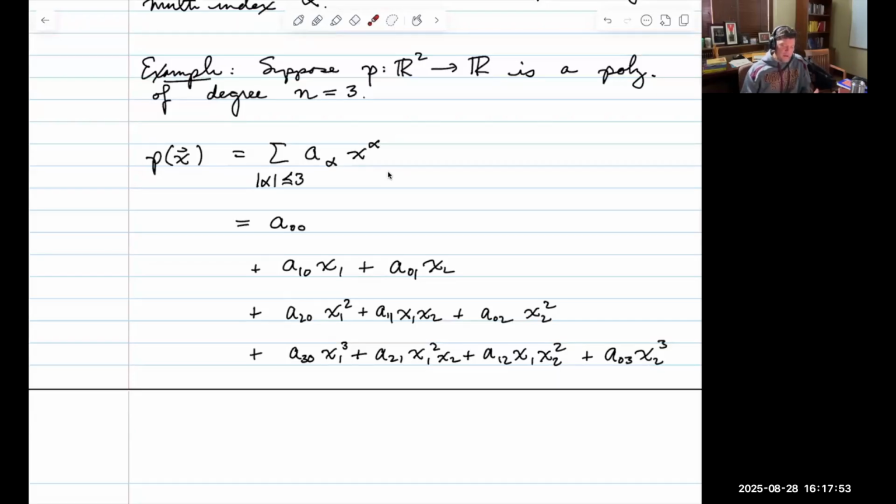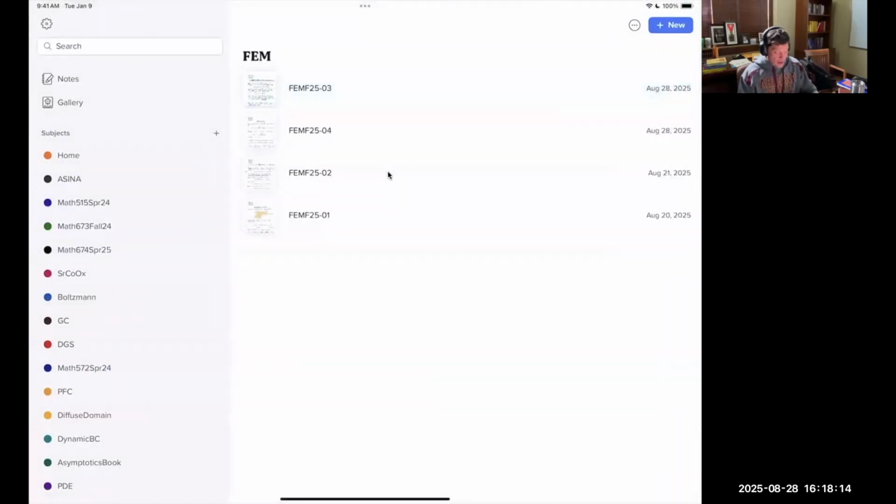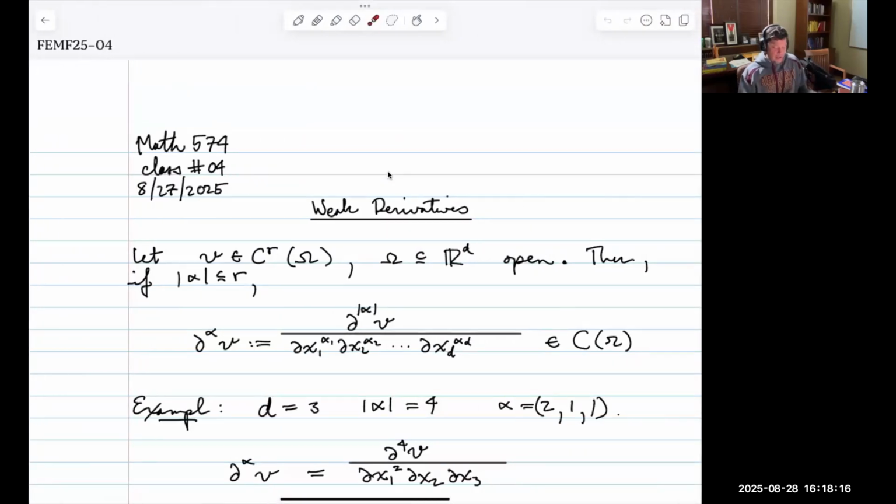Now, why am I saying a polynomial of degree up to n equals 3? Well, each one of these could have coefficient 0, right? And so that would be a polynomial of possibly second order rather than third. So that's why I made that distinction. Okay, so that's the multi-index notation. As I said, we're mostly going to use that in connection with partial derivatives.